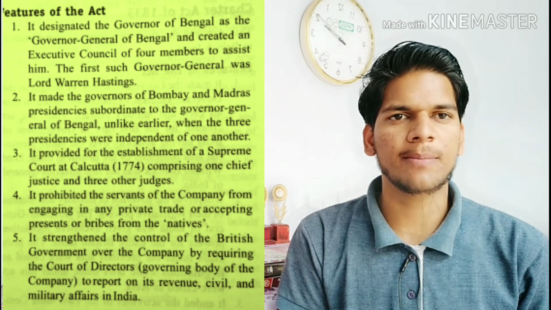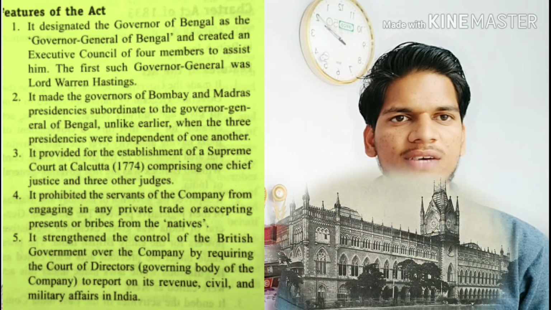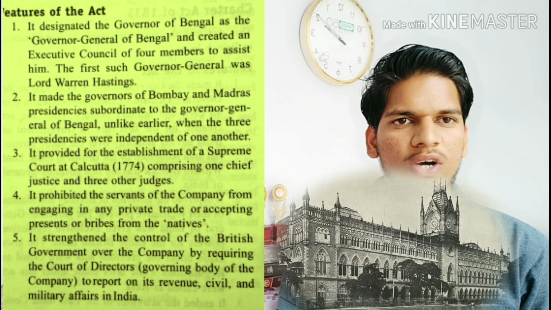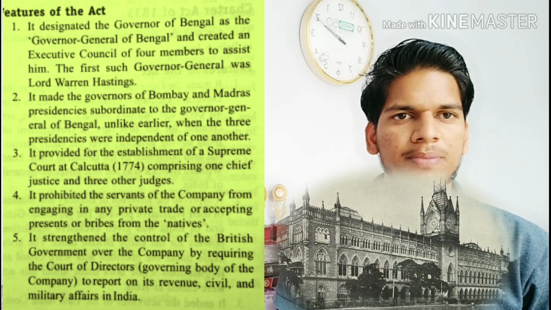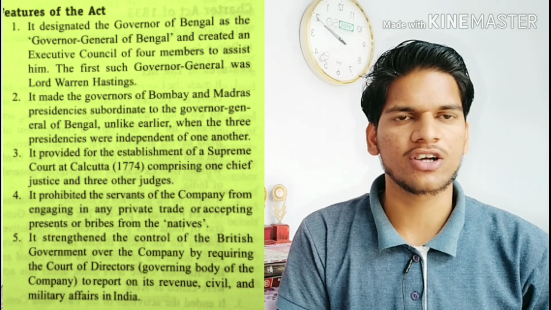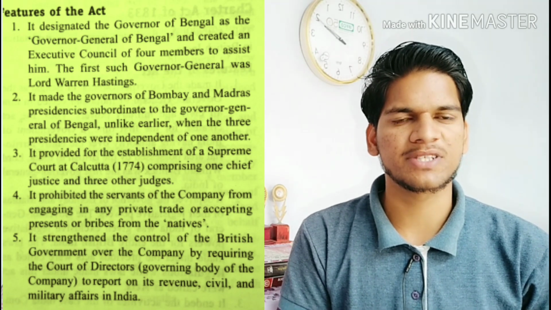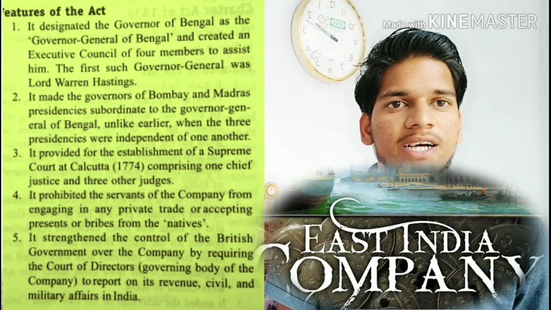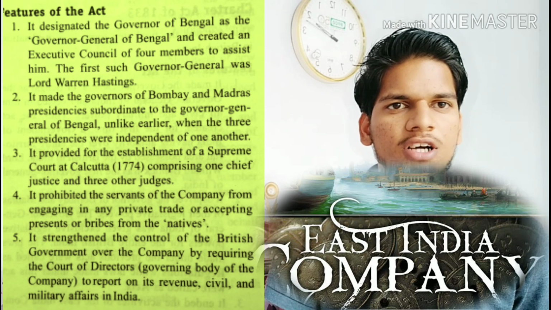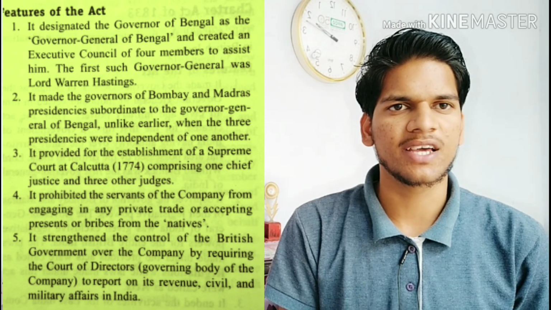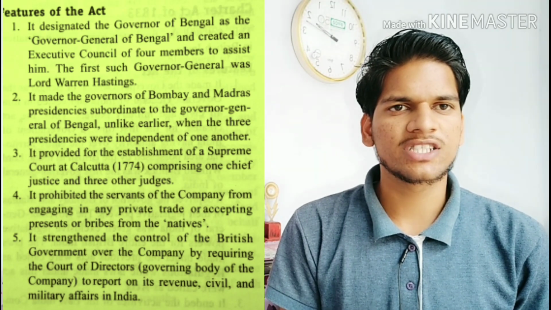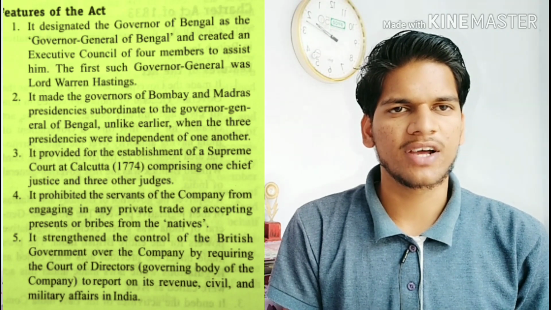It provided for the establishment of the Supreme Court of Calcutta in 1774, comprising 1 Chief Justice and 3 other judges. It prohibited the official servants of the company from engaging in any private trade or accepting bribes and presents from the natives. It strengthened the control of the British government over the company by requiring the Court of Directors, which is the governing body of the company, to report on its revenue, civil and military affairs in India.